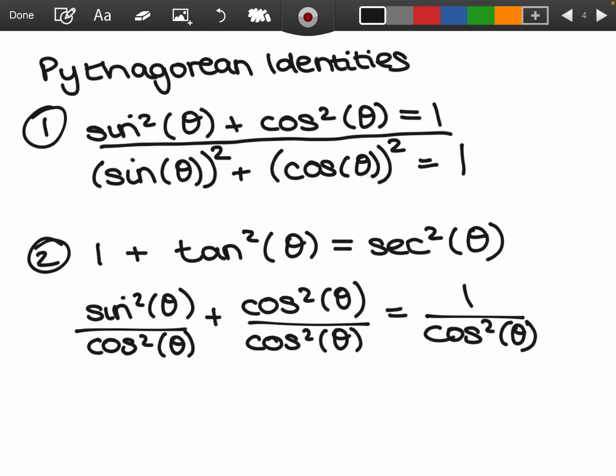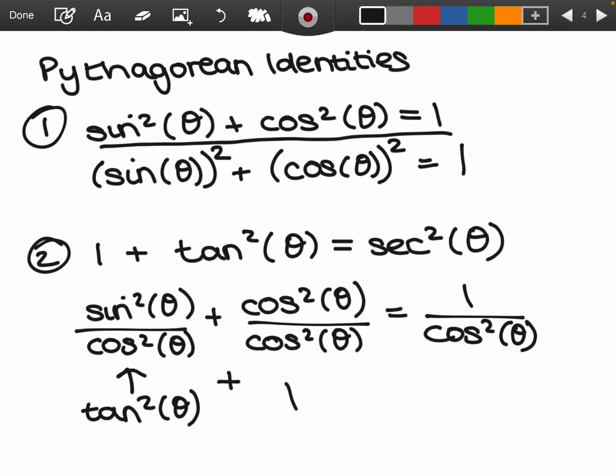Remember, just by notation, sine squared theta is taking sine of theta and squaring it. Cosine squared theta, I'm taking cosine of theta and squaring that. So what I have here is sine of theta over cosine theta all squared. This thing here is just tan of theta squared, or tan squared theta.